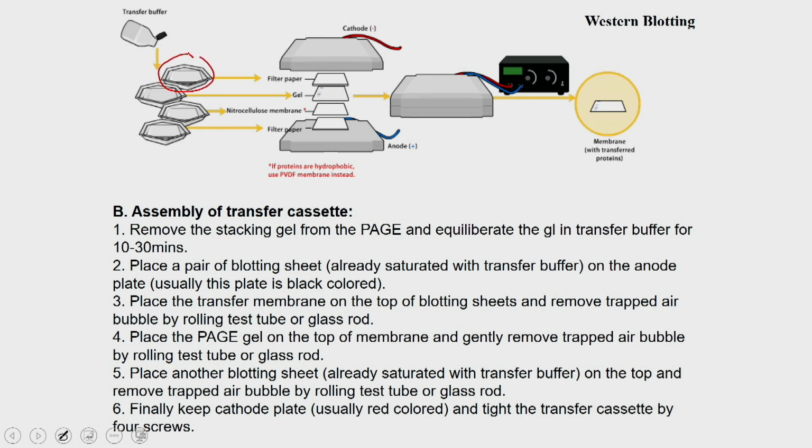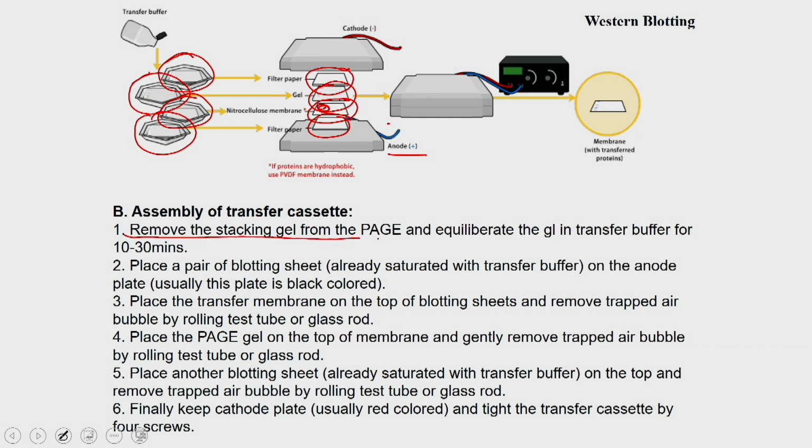First you prepare your transfer buffer. You put the filter paper into different trays so that they get wet, and then first you put the filter papers onto the anode plate, then the nitrocellulose membrane, then the gel, and then the filter paper. In between you have to use rolling pens to remove the air, because if air is present, in that area the protein is not going to be transferred onto the nitrocellulose membrane. Especially, air should not be present between the membrane and the gel.